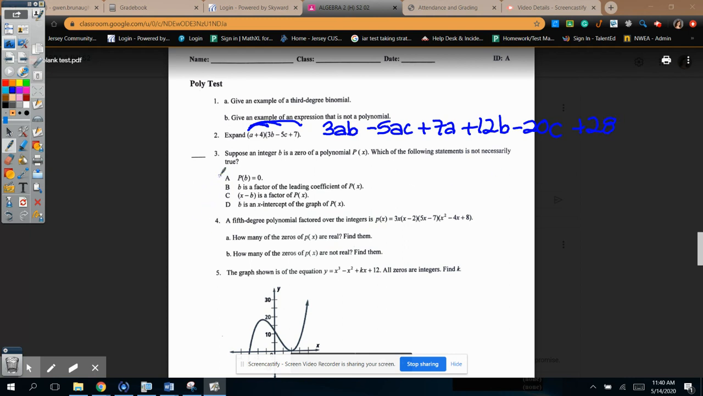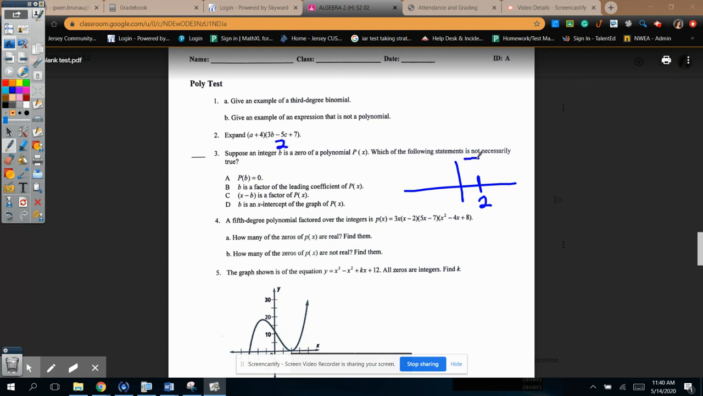Now, this one, I tried to kind of write it out on the review because this would have been a commonly missed question because it's kind of wordy. Okay, so if b is a 0, so that means like say you have a graph, and so let's say that it's 2. So if 2 is a 0, which of these is not true? Does p of 2 equal 0? Yeah, p of 2 equals 0 because that's the definition of that.